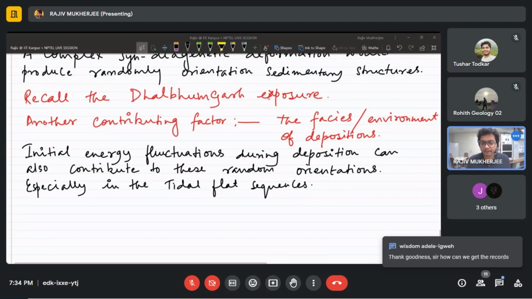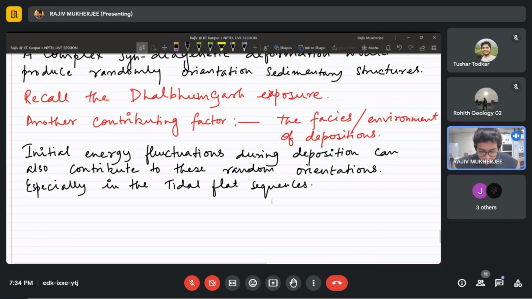So that is an important reason. Now it is not always distinguishable whether these deformations are solely contributed from these tidal flat sequences. I mean, whether these structures have solely formed because of energy fluctuation during deposition, or they are related to syn-diagenetic deformation, it is quite hard to figure out just by observing the field exposures, right? So for that we need to do regional mapping.